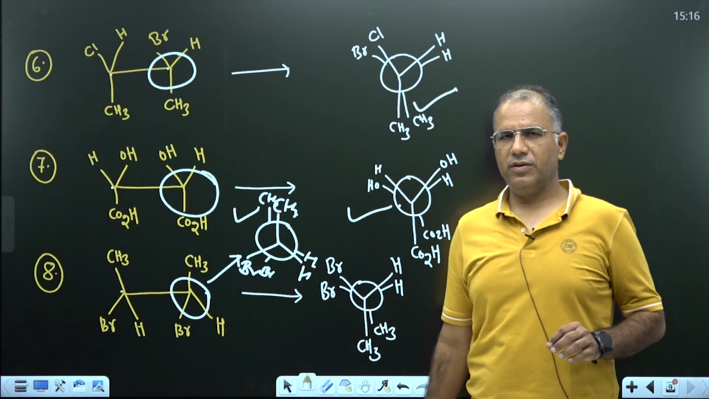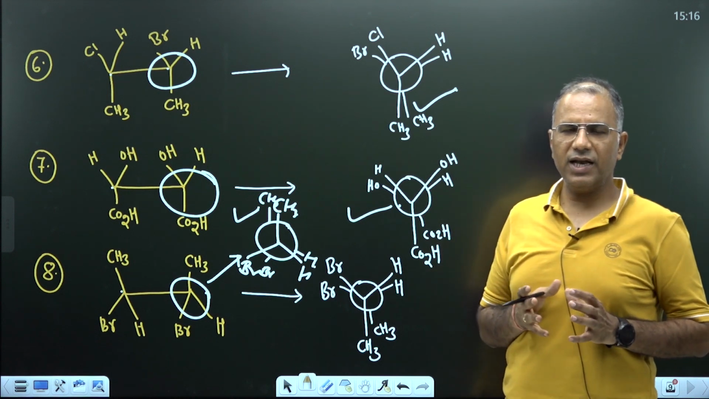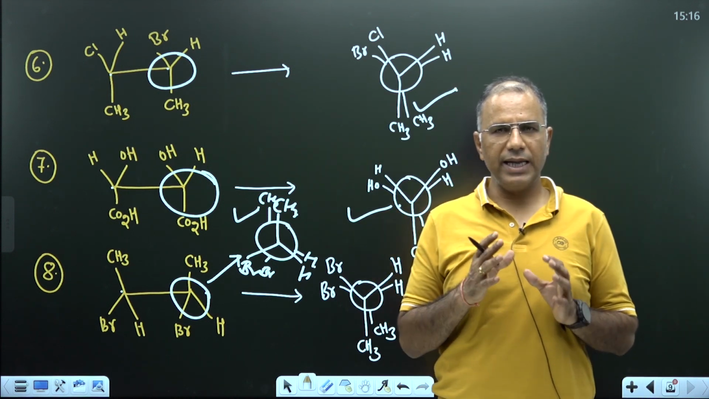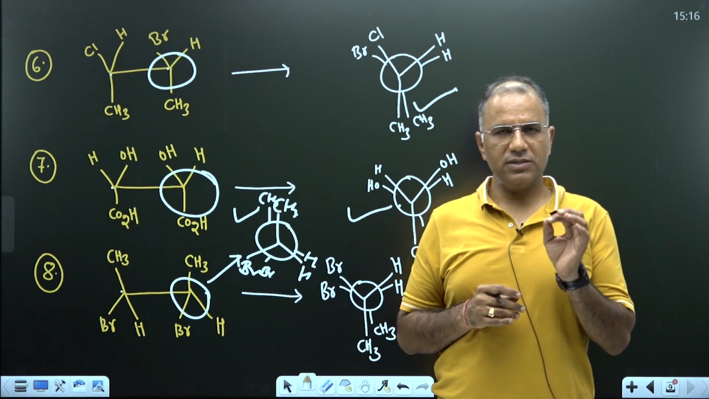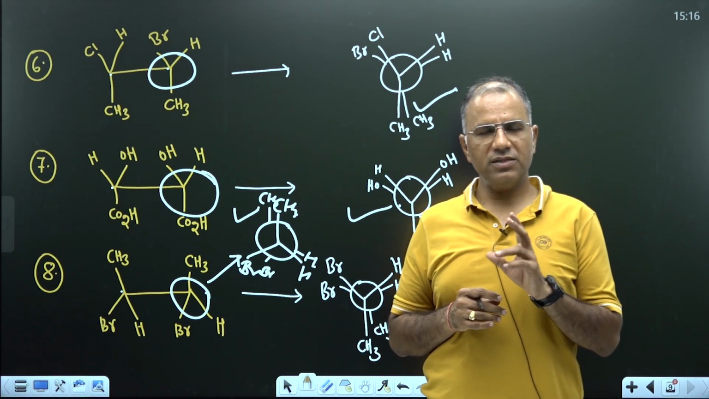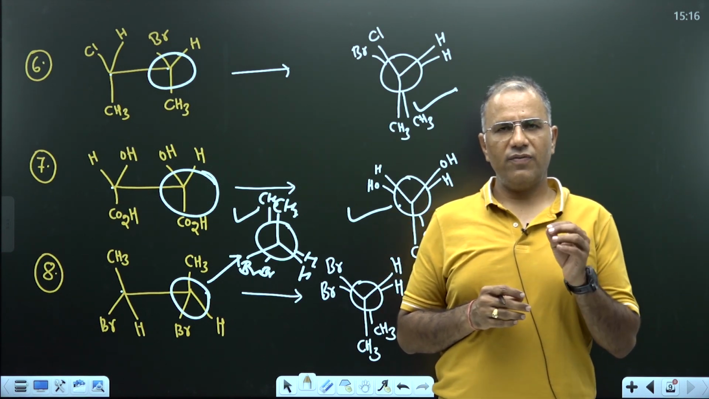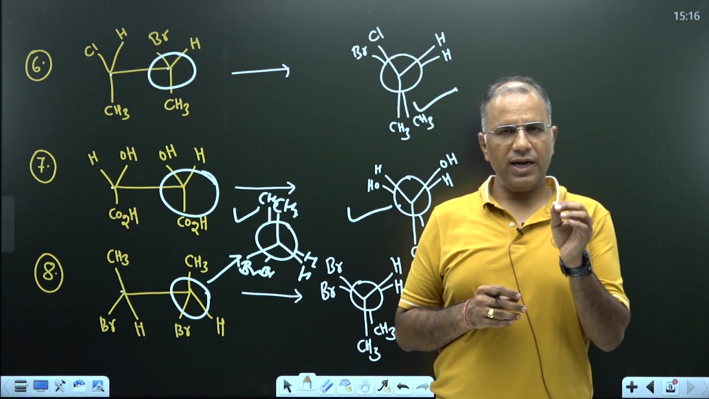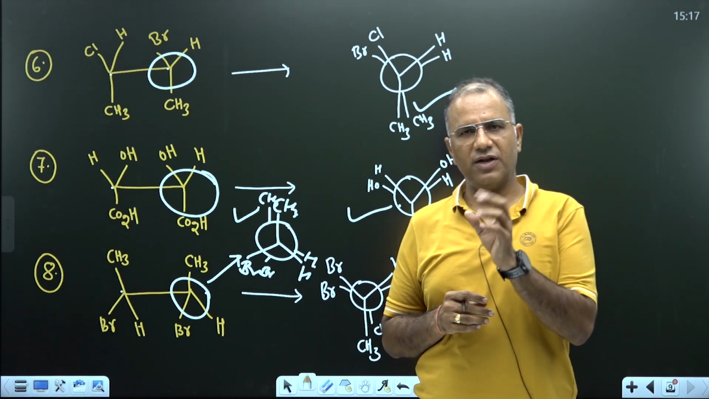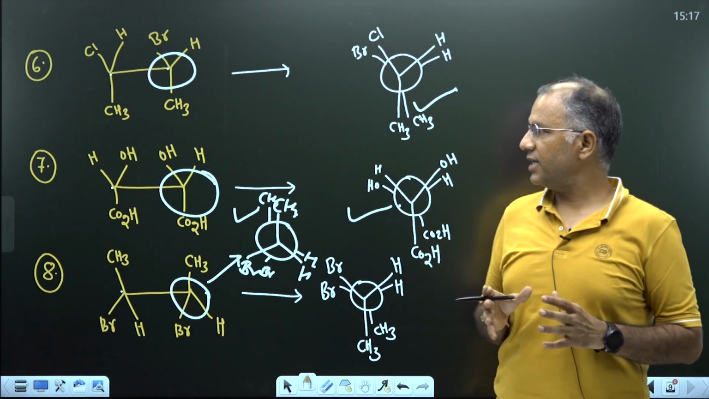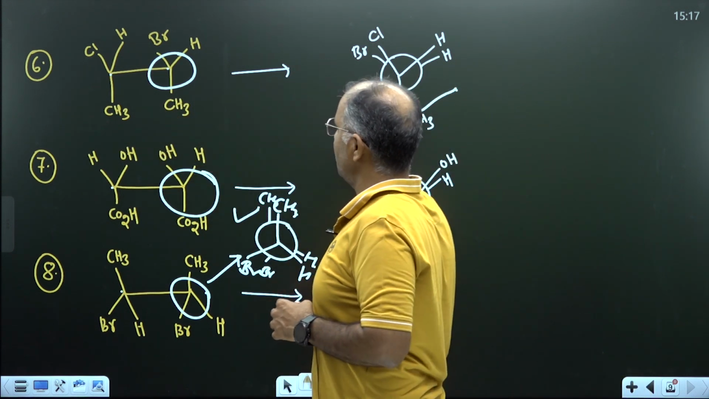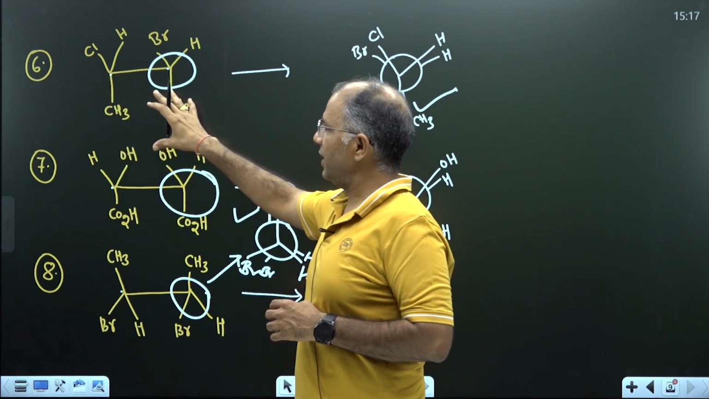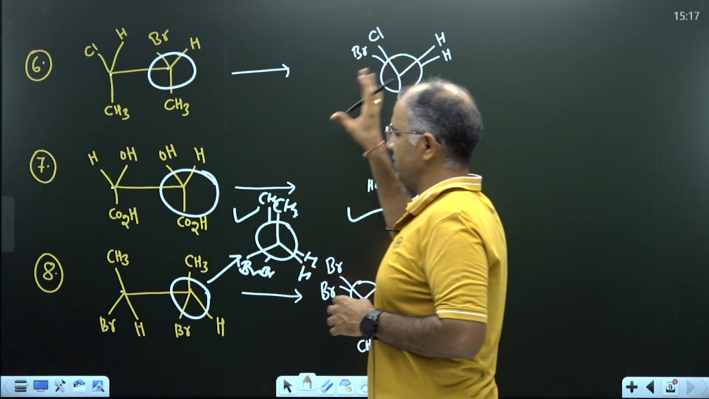So hopefully now you are very clear which conformer is more stable, eclipsed or staggered. Staggered is more stable. Why is staggered more stable? Because of steric strain and torsional strain in the eclipsed conformer. And second thing, we studied in this lecture how you will convert this Sawhorse into Newman. So this is a simple technique to convert this Sawhorse into Newman.